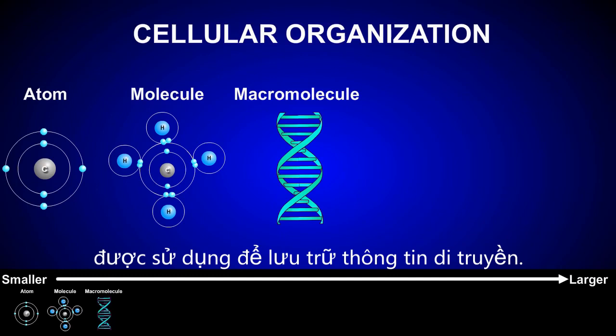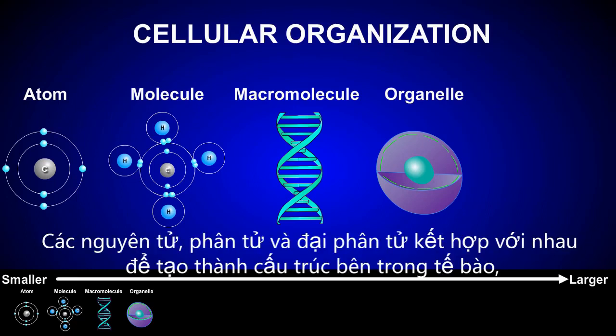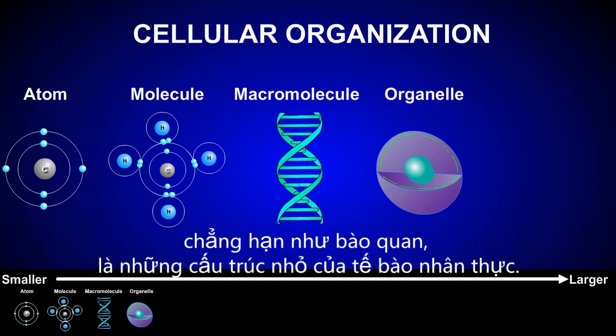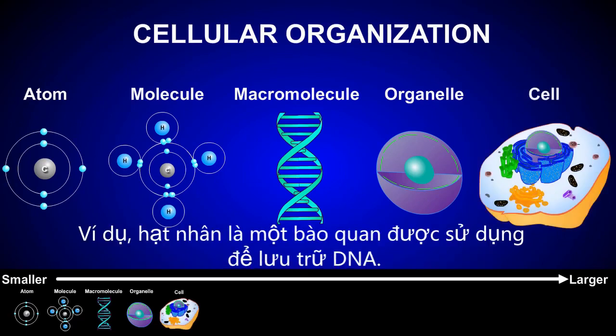Atoms, molecules, and macromolecules combine to form structures within cells, such as organelles, which are tiny compartments of eukaryotic cells. Each organelle has a specific cellular function. The nucleus, for example, is an organelle used for the storage of DNA. Atoms, molecules, macromolecules, and organelles all combine to form a cell. A cell is the smallest level of organization that can be considered alive, and therefore is considered the smallest unit of life.